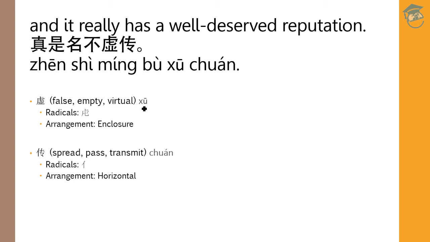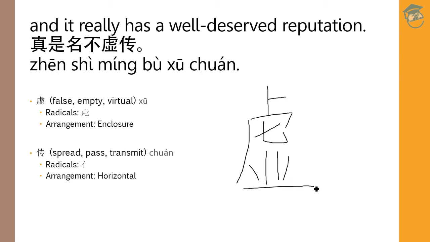This is the pinyin 虚, and the radical is this one. What's on the top there? The arrangement is enclosure because the radical is wrapping this one at the bottom right here. Let's look at how to write 虚. 1 2 3 4 5 6 7 8 9 10 11. 11 strokes for this word 虚.